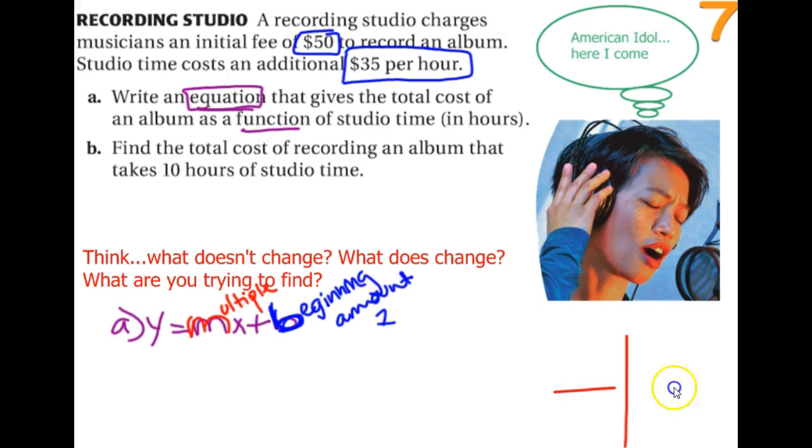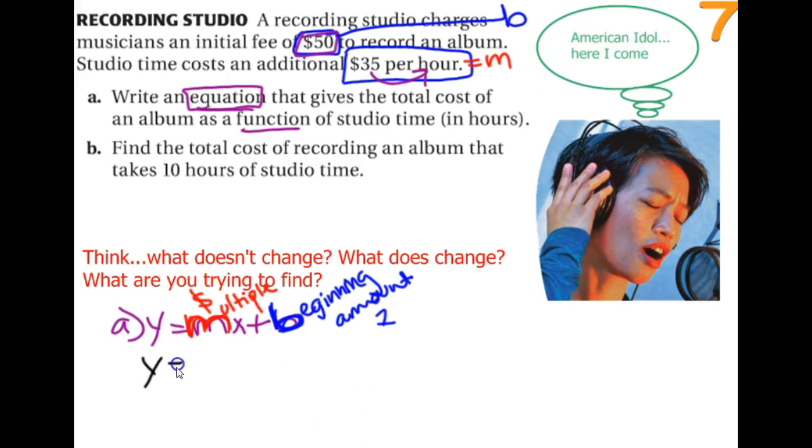Like if we were graphing, we would do our m, or our slope, we'd move rise over run, plot a point, rise over run, plot a point, rise over run, plot a point. So m is what we're doing multiple times, or what you have to pay multiple times. So think, what doesn't change and what does change? What are you trying to find? So what do we have to pay multiple times? Well, this fee right here is just a one-time fee. We have to pay $35 every single hour, so we have to pay that multiple times. So the 35 is really our m, and 50 is our beginning cost that we have to pay one time.